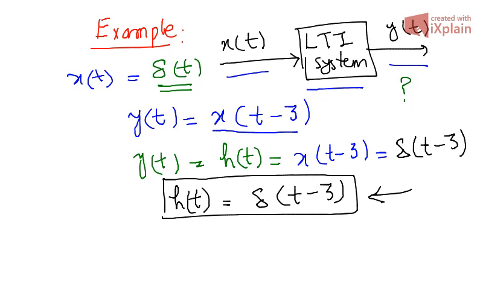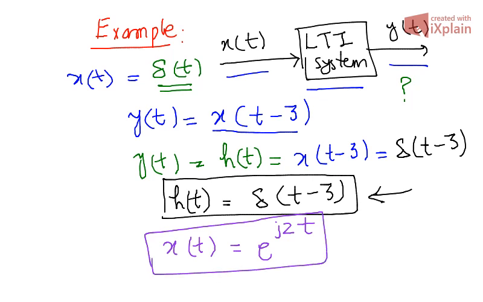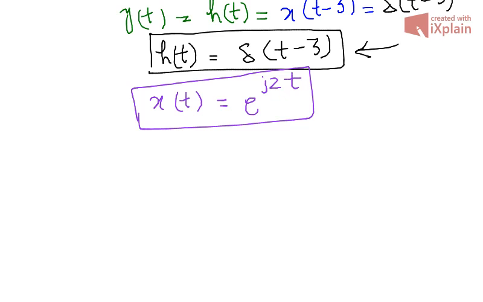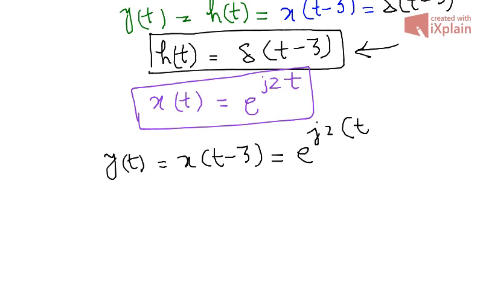a complex exponential. Specifically, suppose our input x of t is given by e raised to the power j2t. Suppose this is the input, and we are interested in finding out the output of the system. So keeping in view our input-output relationship, we can write y of t, which is x of t minus 3, and based on it you can write e raised to the power j2, and instead of t you have t minus 3.